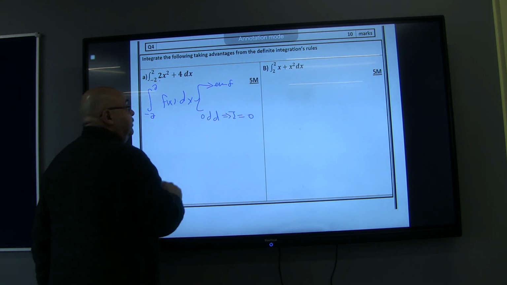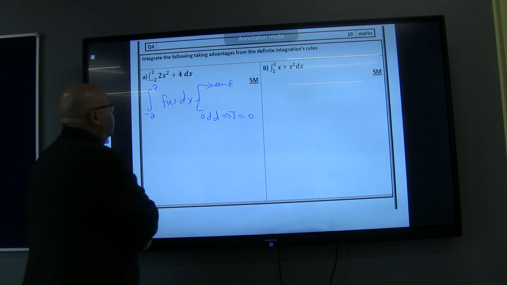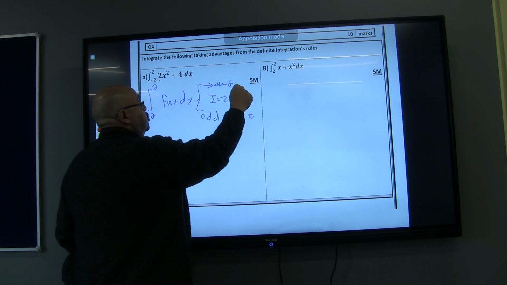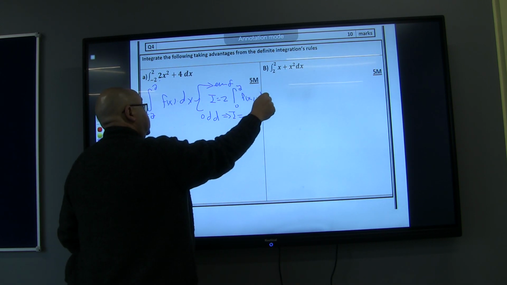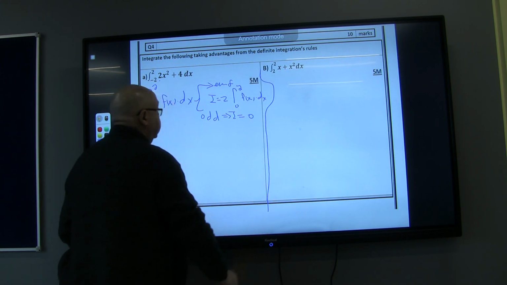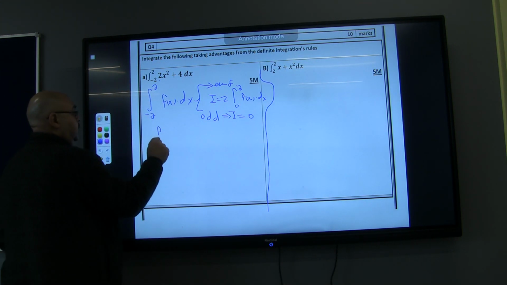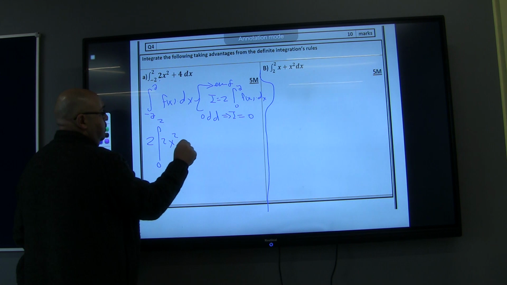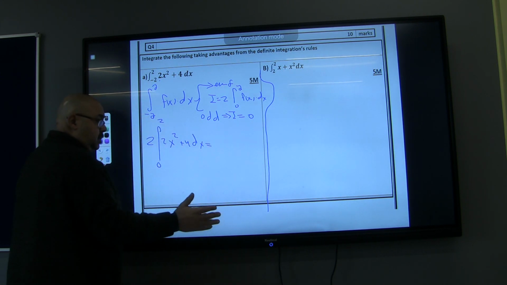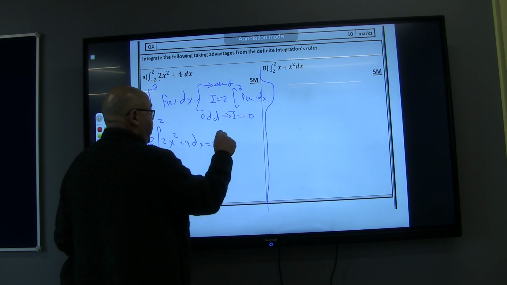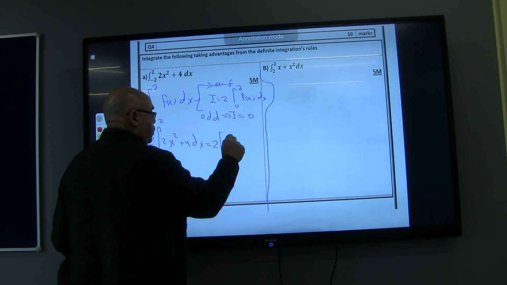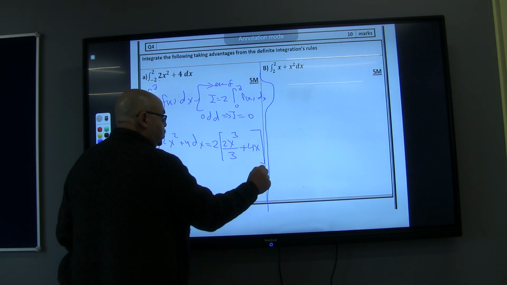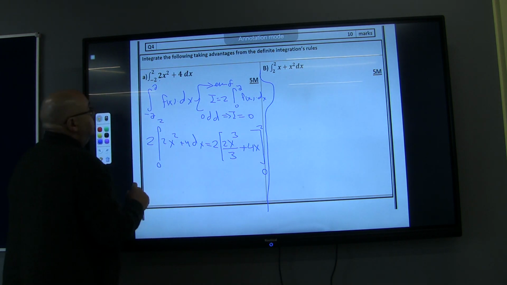But if it was an even function, simply we can rewrite it this way. We can say that I equals twice the integral from 0 to a of f of x dx. So all I have to do is to integrate, starting from 0 up to 2, 2x squared plus 4 times dx. Start integrating, so you will end up having 2 times the bracket: 2x to the power of 3 divided by 3, plus 4 times x. Start substituting from 0 to 2.